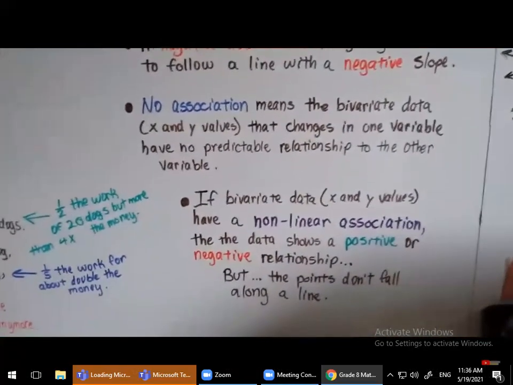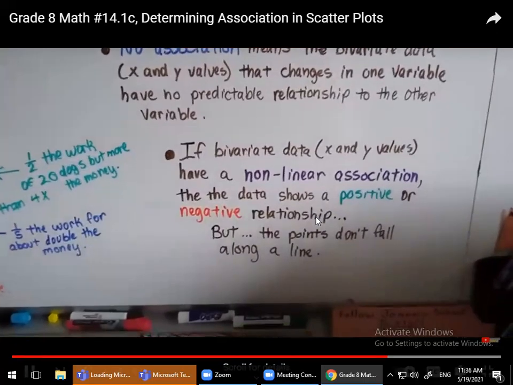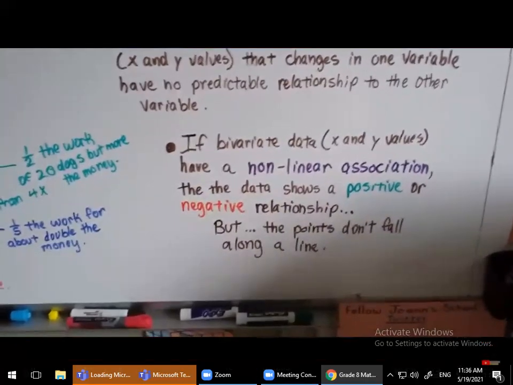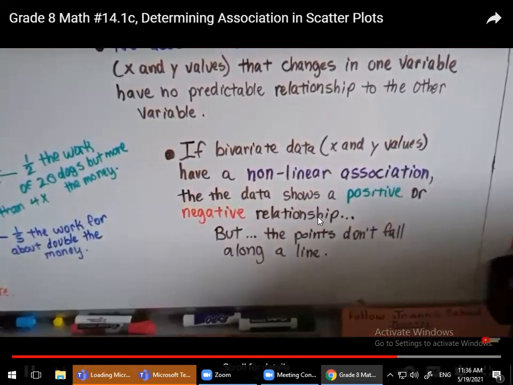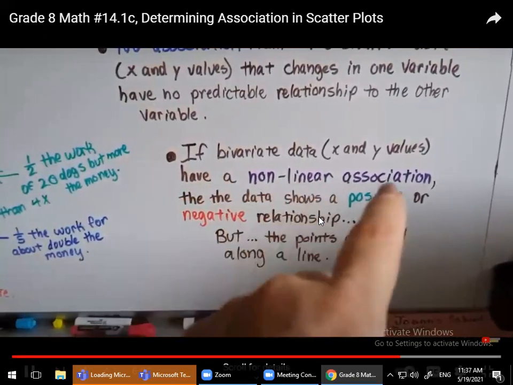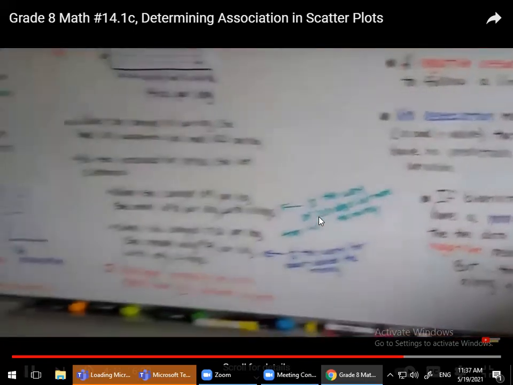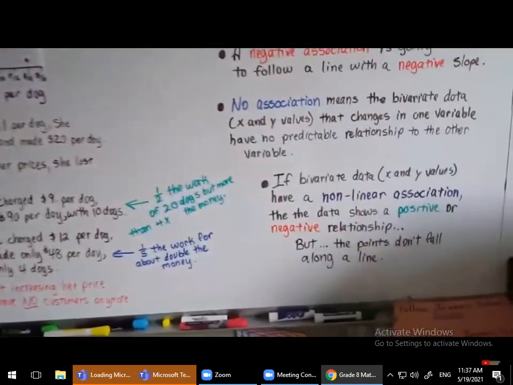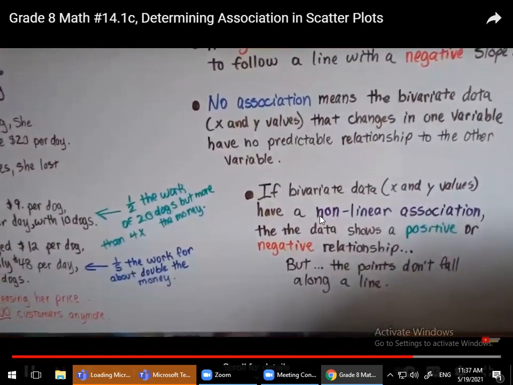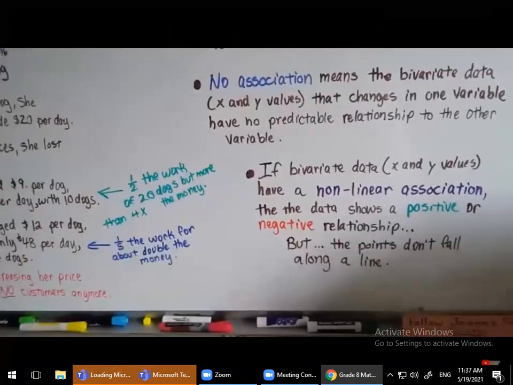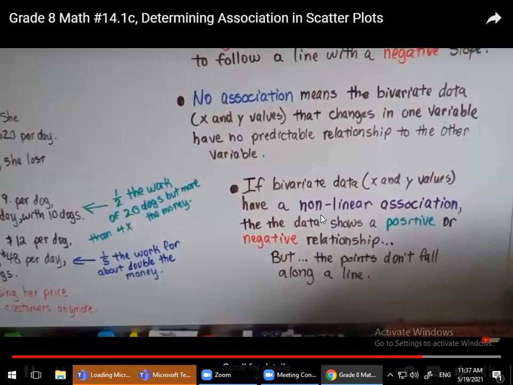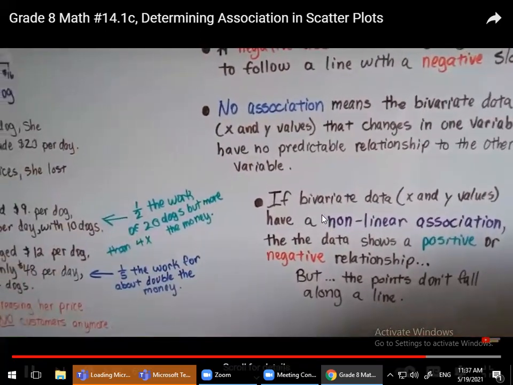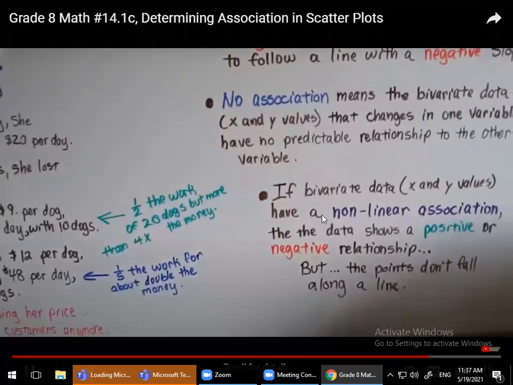If the x and y values have a non-linear association, then the data shows a positive or negative relationship, but the points don't fall along a line. It is non-linear. The only way for it to be linear is if it falls along a line. So you can have a non-linear association and it won't be along a line, and it could be a positive or negative relationship. Okay? So it doesn't have to absolutely be one or absolutely be the other. You can mix and match this.